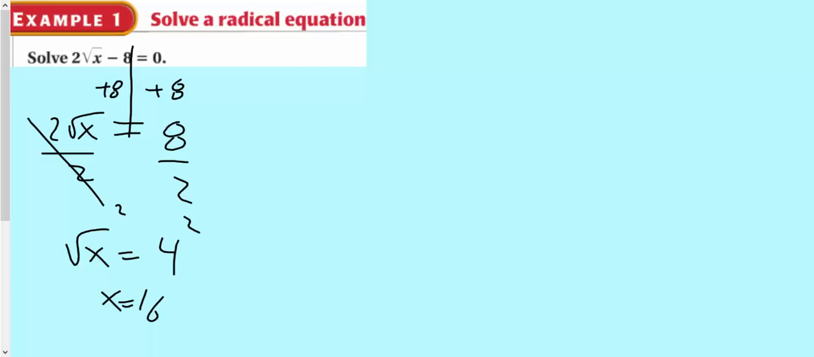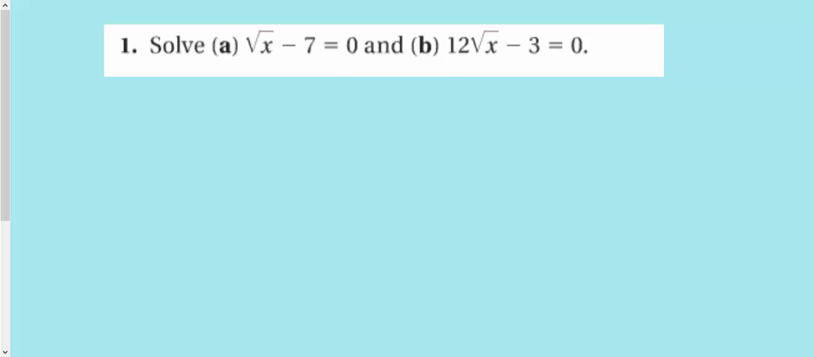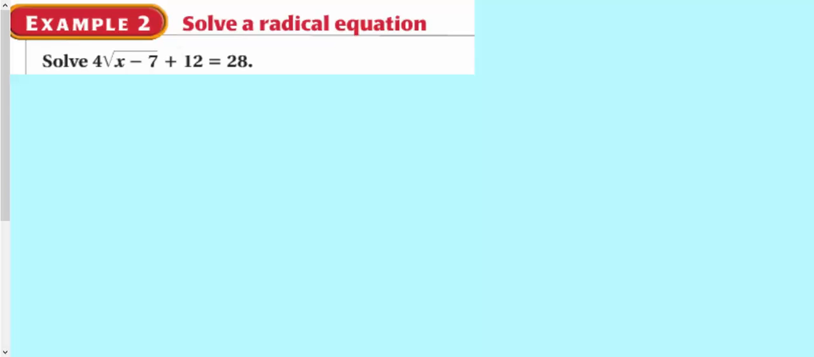And you can always check your answer by plugging your answer into the original equation. So 2 times the square root of 16 is 4, times 2 is 8, minus 8 equals 0. And there you go. So you can always check your answers, which is important. These two problems are pretty much the same, so I'm going to skip that.